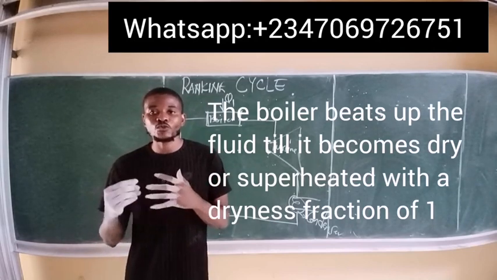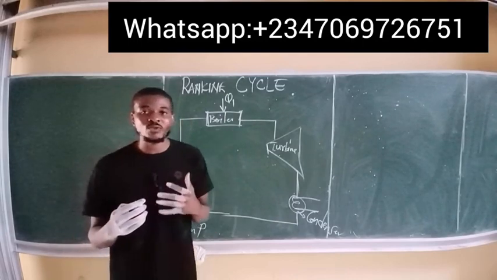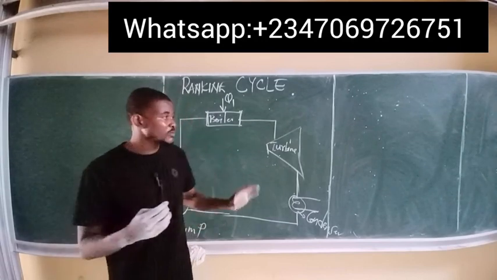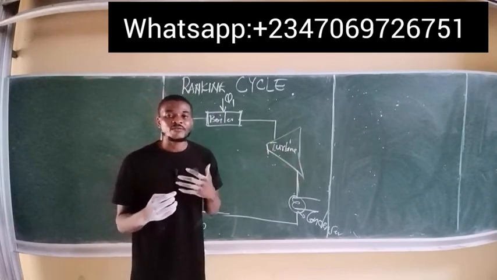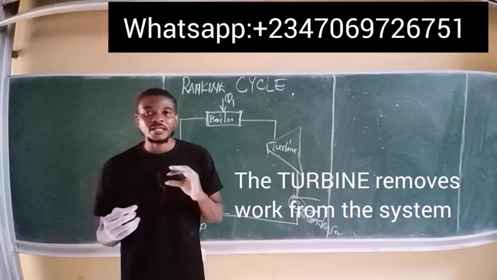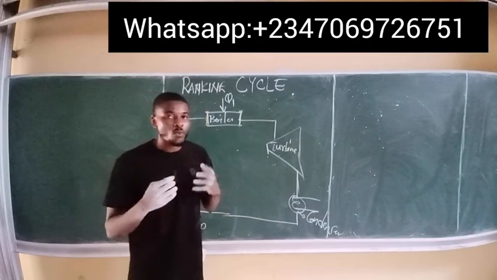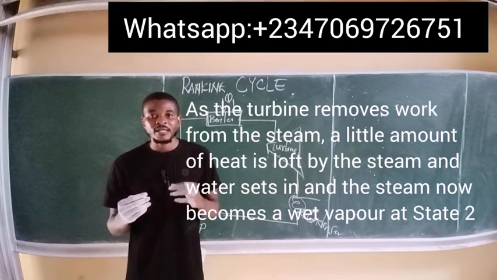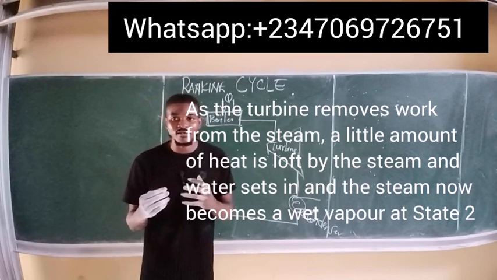This steam becomes superheated before coming out from the boiler. So what comes out of the boiler is actually a superheated steam, a vapor, or simply a gas. That's what comes out from the boiler and enters into the turbine. Now, the function of the turbine is actually to remove work from the system. Recall that what enters the turbine was a steam. As the turbine removes work from the system, a little amount of heat is lost by this steam inside the turbine as state 2.